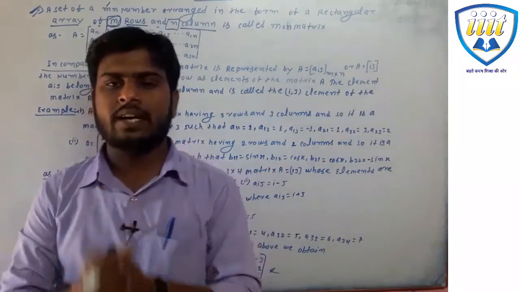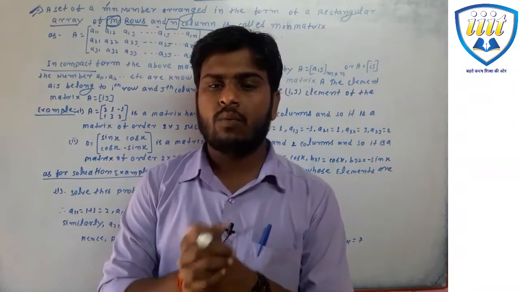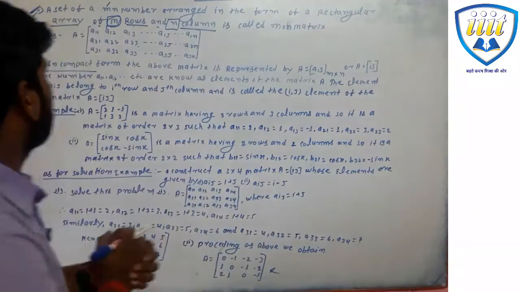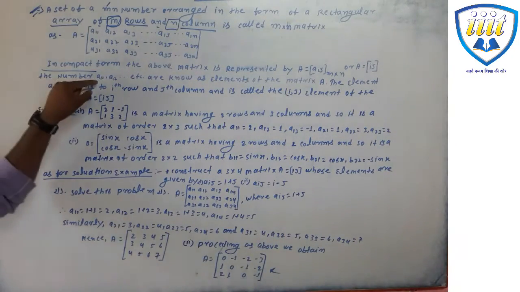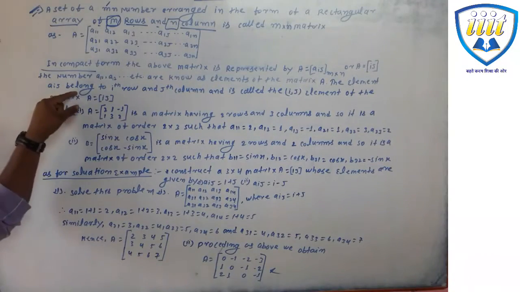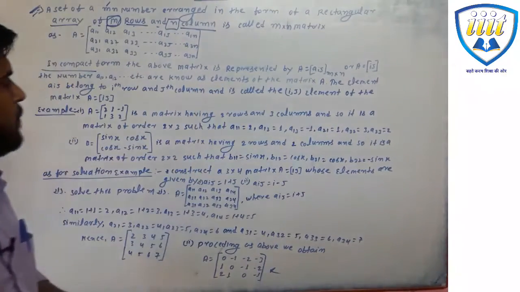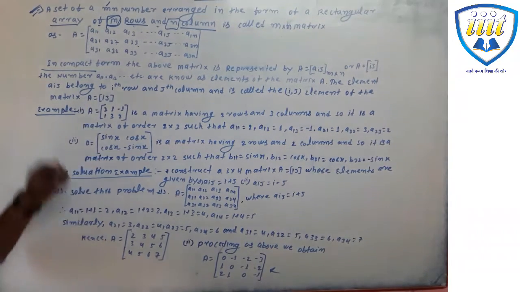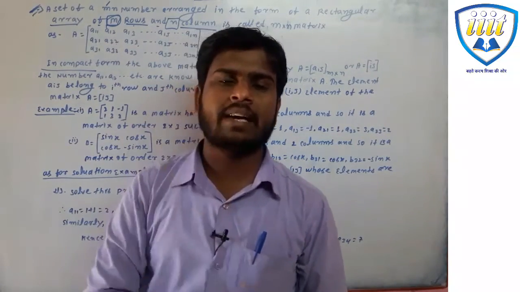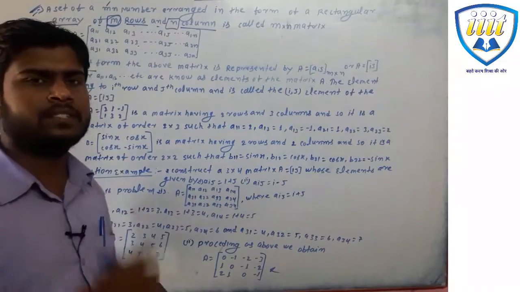You should understand this better by seeing it. The numbers a11, a12, and so on are known as the elements of the matrix A. The element Aij belongs to the ith row and jth column and is called the Aij element of the matrix. Pay attention here: the real numbers Aij are called the elements of the matrix.